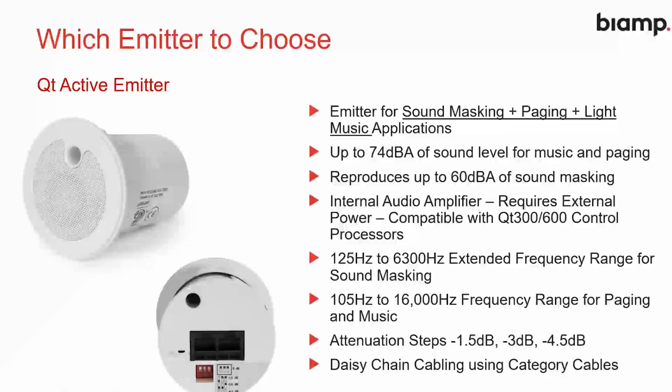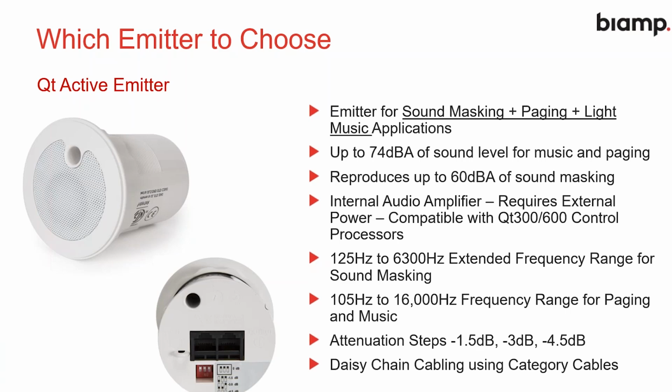We also have the active emitter, and the reason for the active emitter is that it has a wider frequency range. The active emitter will work from 125 Hertz for sound masking and 105 Hertz for paging and music. It has slightly different attenuation: we have -1.5 dB steps on the attenuator.